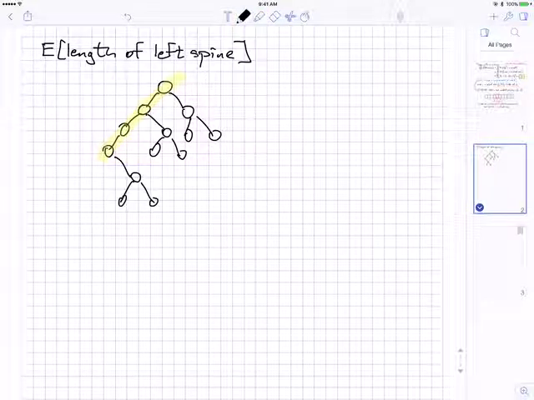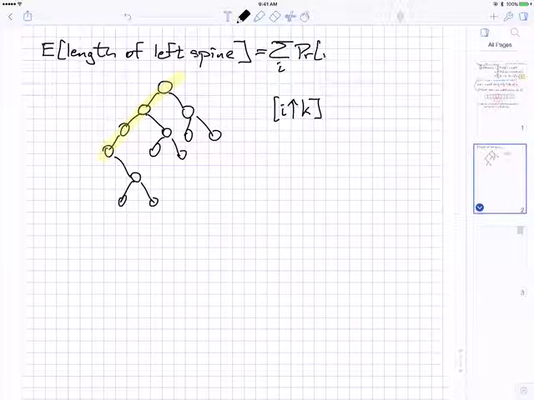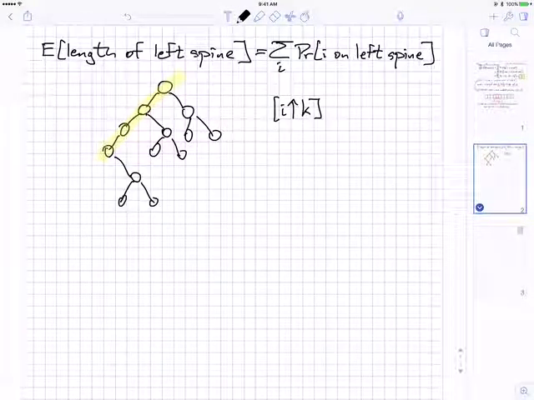Again, because this is a question about treaps, I'd really like to be able to phrase this in terms of these indicator variables. Something is an ancestor of something else. So is there a way to write this as the sum over i of the probability that i is on the left spine? Is there a way of expressing this in terms of an ancestor relationship? I is the ancestor and i is greater than p.